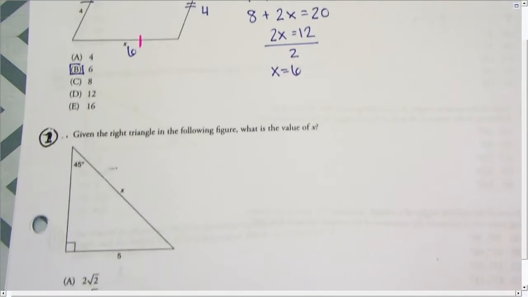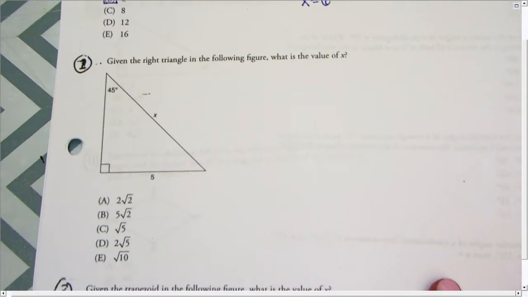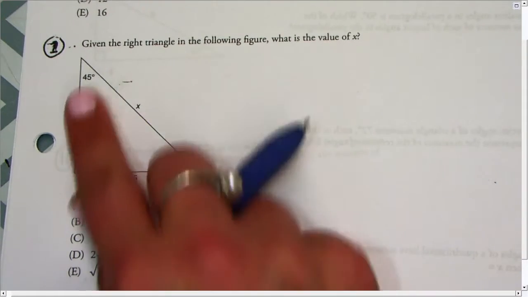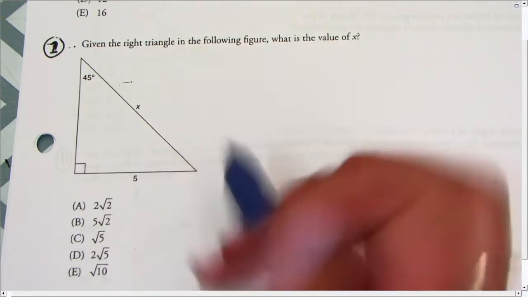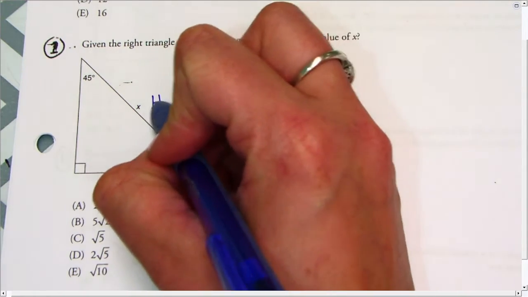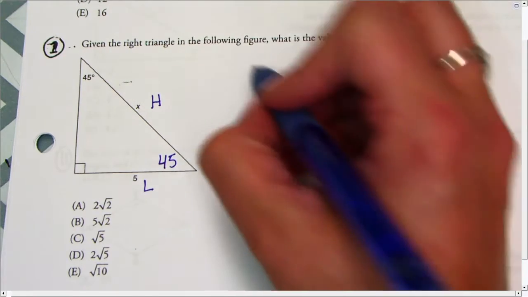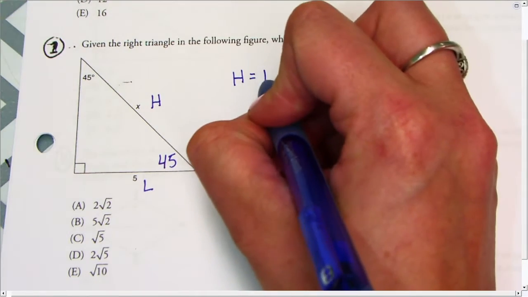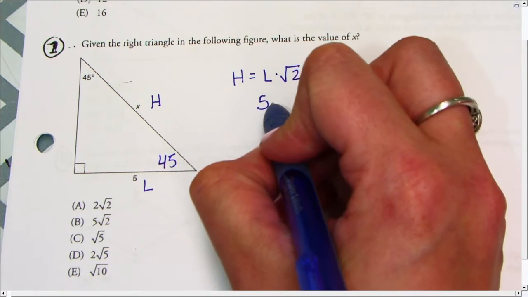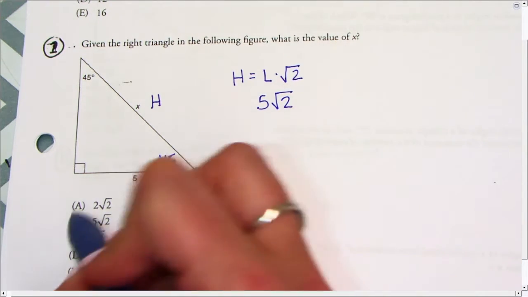All right, number 2, given the right triangle, which is the following value of x? Right offhand, we should recognize this as a 45, 45, 90. This side is a leg and this side is the hypotenuse. So our formula is hypotenuse equals the leg times the square root of 2. The leg is 5, so x is 5 square root of 2, which is option B.